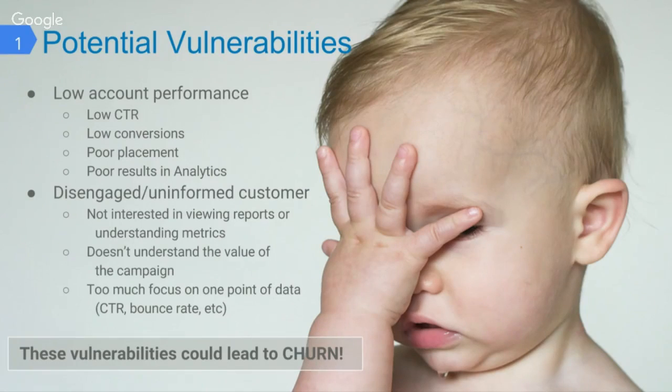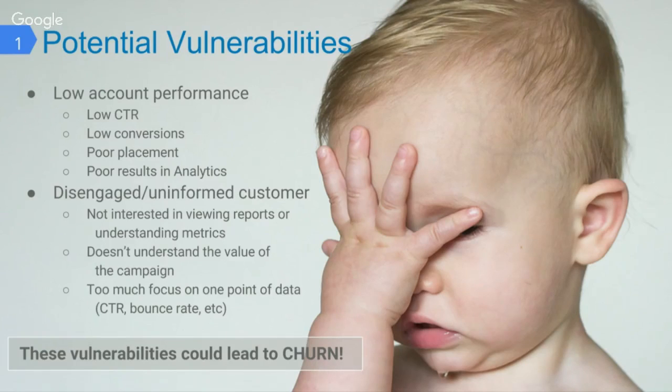Well, one could be low account performance. If the account's not doing well and you're seeing indicators like low click-through rate, not a lot of conversions, maybe placement's not good, meaning it's not in the top positions, maybe analytics doesn't look great, like we're seeing higher bounces, lower time on site. These could be an indication that there's a problem and this campaign is going to churn because it's not doing what it's supposed to do.